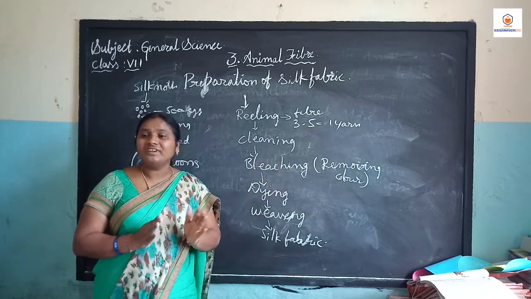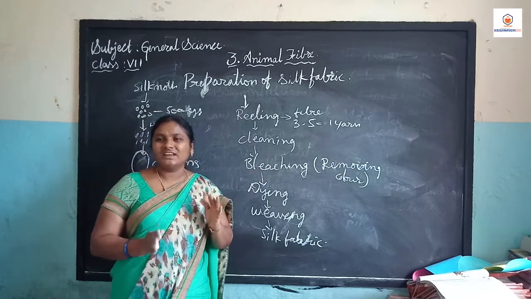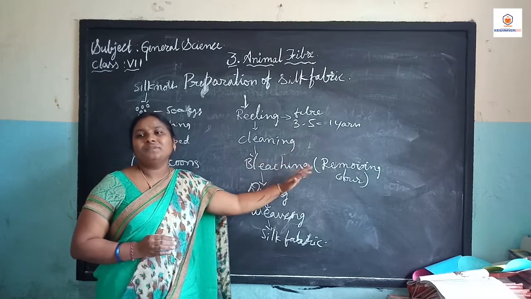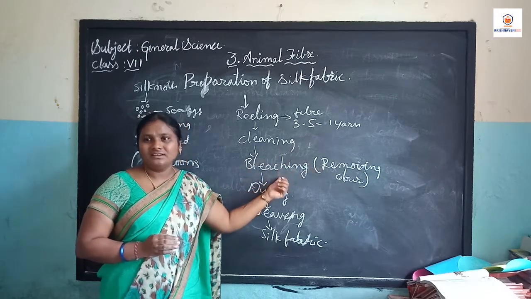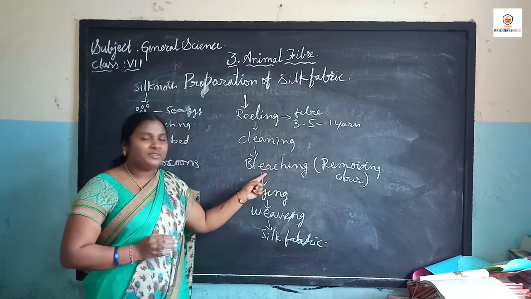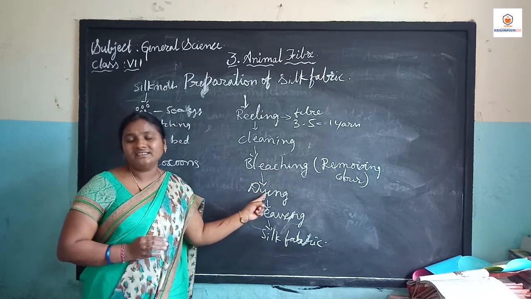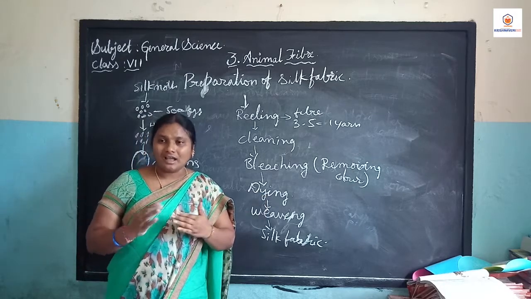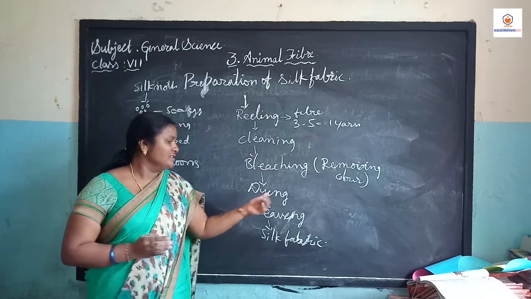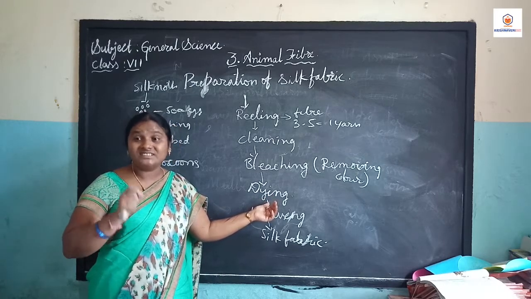Bleaching means removing color. So the yarn having different colors, yellowish shades and unwanted dust particles, all these are bleached again by a chemical process. After bleaching, the yarns are sent to dyeing centers. In the dyeing centers, they will dye different colors, whatever we want.